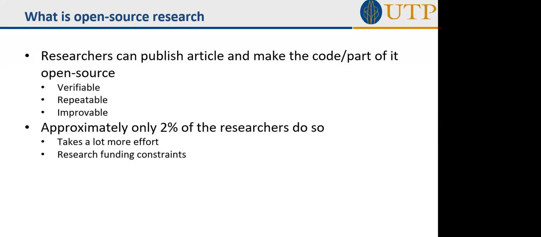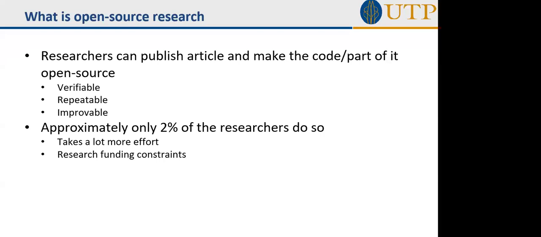So what is open source research? Open source research is where a researcher publishes an article and also makes part of the code or the data set open source, and normally they upload that code or data set on GitHub, on Kaggle, and other repositories. So that is open source research.